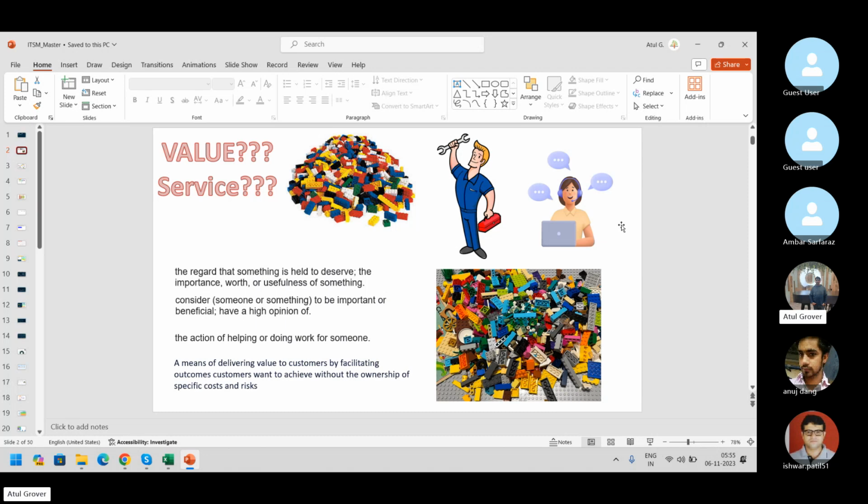Now, have you anything in your mind? If something is lost during this activity for the plumber, maybe he lost his tool or some other stuff during that particular job, are you bothered about the same? No. You say, I'll pay 100 rupees, you have to fix this issue. Right? This is the meaning of service. Now come to this one. The action of helping or doing work for someone is a service.